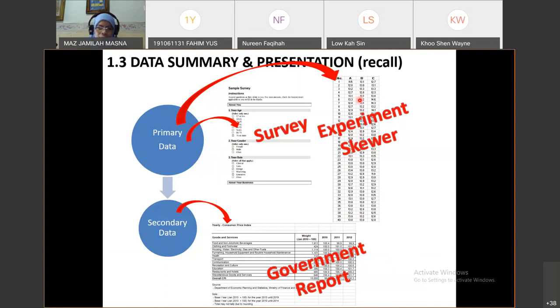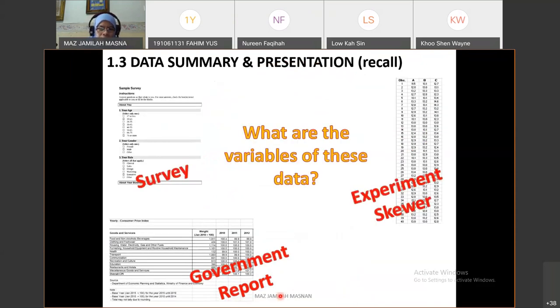So there is no need to do any correction, no need to look at what happened to your operations, because everything will be as good as you expected. Now, going back to this data summary and presentation. Look at this primary data and secondary data. We have a sample survey, we have skewers, and we have what we call a government report. Now, what are the variables involved in this data? If we are talking about skewers, then specifically we are talking about the length of the skewer.